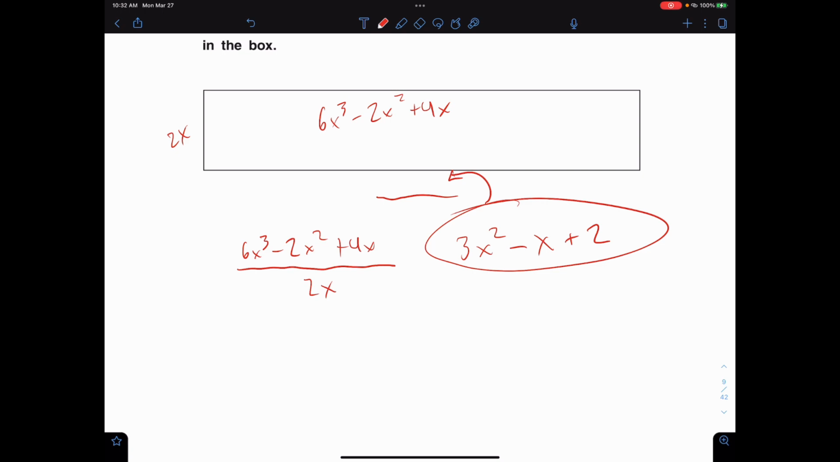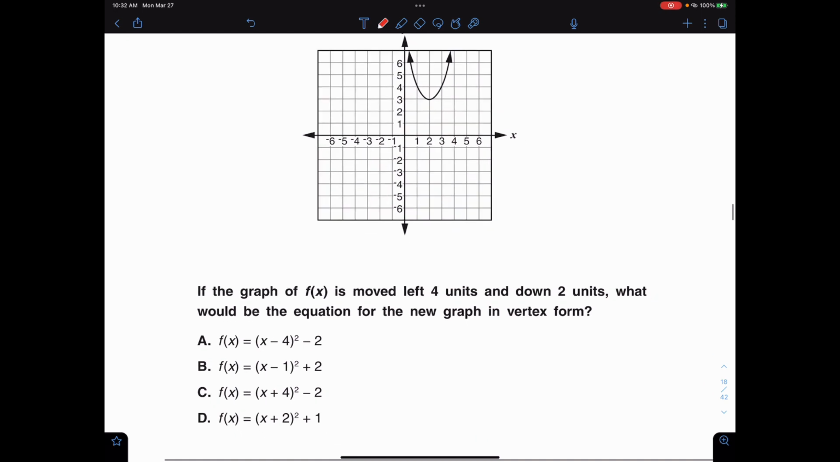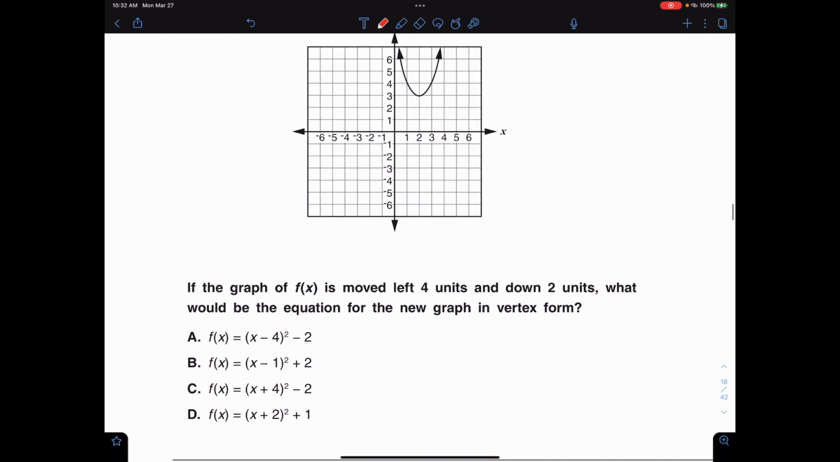Okay, on to the next one. This says the quadratic function f of x is shown in the graph above. If the graph of f of x is moved 4 units to the left, so 1, 2, 3, 4, and 2 units down, 1, 2. So it looks like this now.